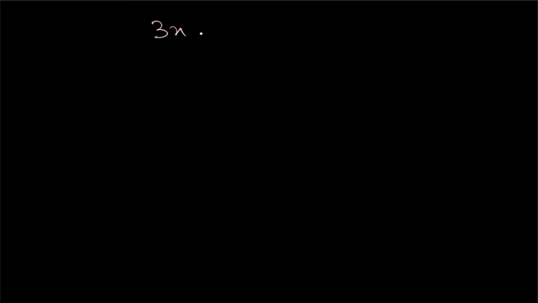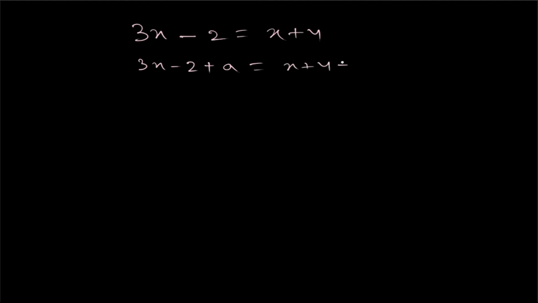Learn this: 3x minus 2 is equal to x plus 4. How to solve this equation? You should note down that an equation which is balanced, you can add any quantity to the left side and to the right side, and it will again remain balanced. Suppose this is 3x minus 2 plus a. In the right also we can add a. So this will be balanced. Same thing is added to both the sides.